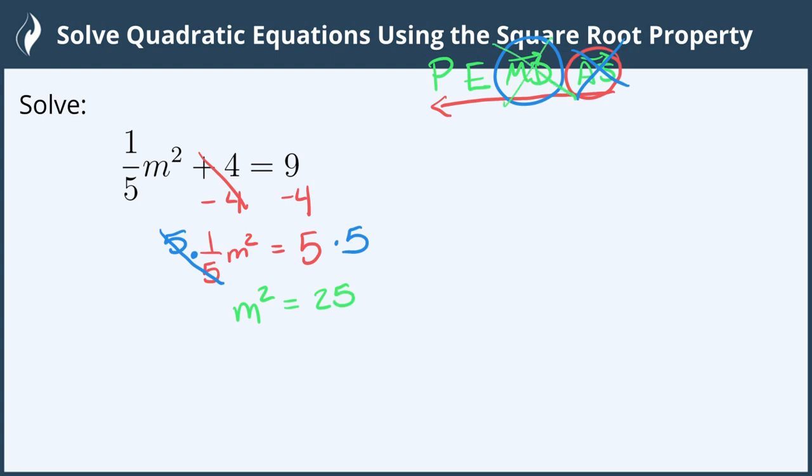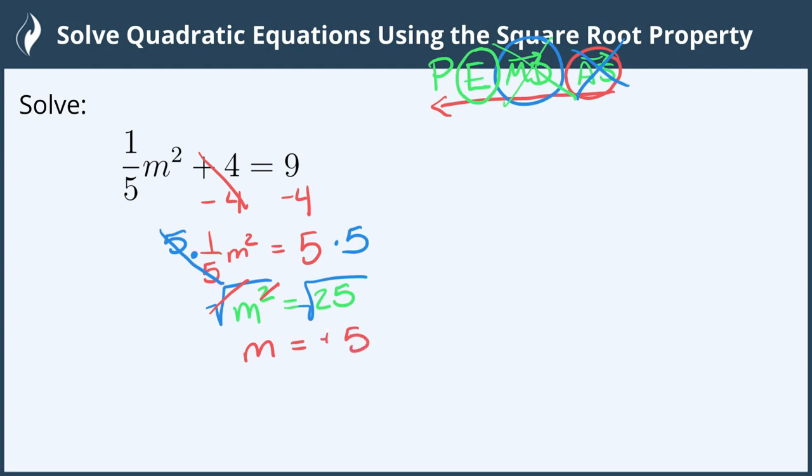So we can move on to exponents, which we actually have, m squared. And the opposite of that, to negate the squared, is to take the square root. And we have to do it to both sides to keep the equal sign balanced. On the left, the square root of m squared cancels out, so we're left with m. And the square root of 25 is 5.